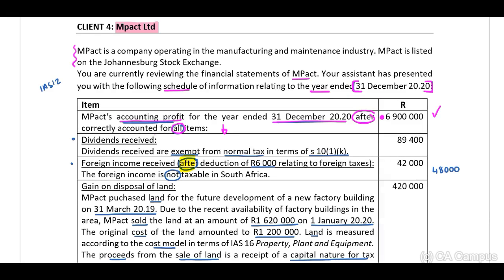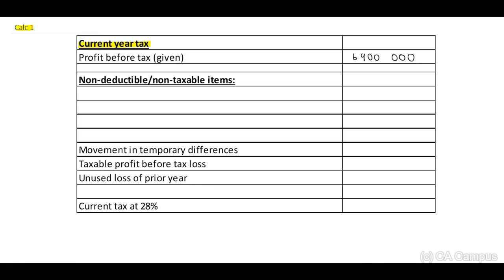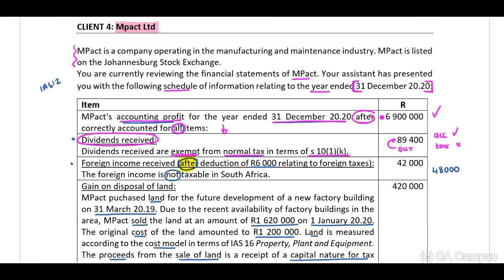Next, dividends received. Dividends received are exempt from normal tax in terms of section 10(1)(k). Therefore, for accounting purposes, this is included, but for tax purposes, we need to take this out when we calculate our current tax. Therefore, in calculation number 1, we have our dividends. Remember, this is a calculation, therefore you are allowed to use abbreviations. And this is an amount of 89,400. Remember, we need to take this out. Let's tick off our amount.